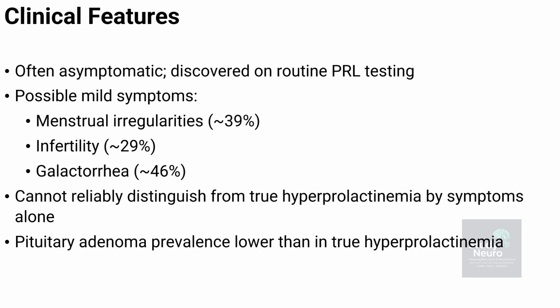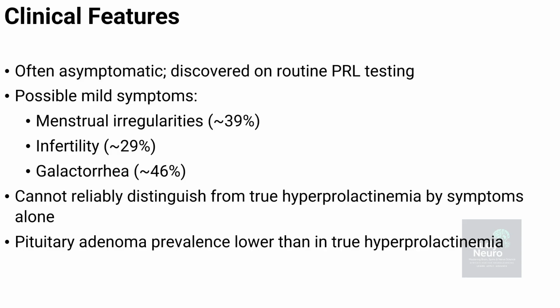When symptoms do occur, they are usually mild and inconsistent. Some patients may report menstrual irregularities, subfertility or infertility, or occasional galactorrhea, but these features are not specific and can overlap with true hyperprolactinemia. Importantly, clinical symptoms alone cannot reliably distinguish macroprolactinemia from true hyperprolactinemia, making laboratory confirmation essential.